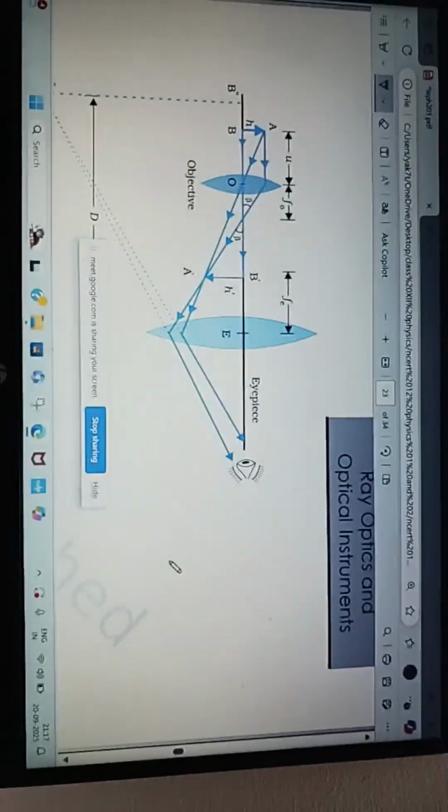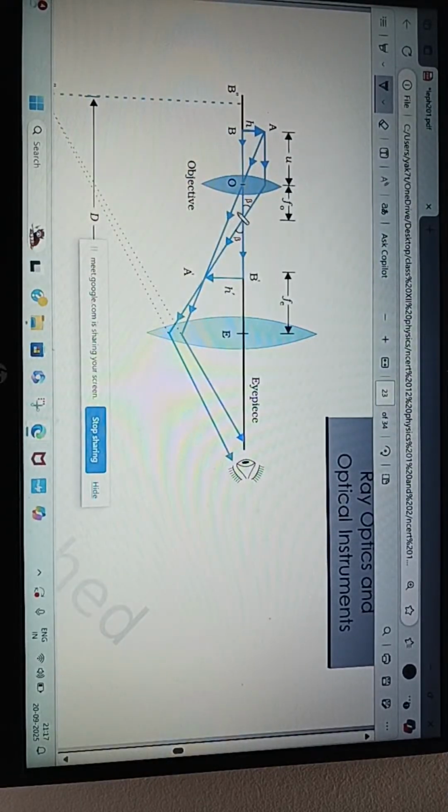How many lenses are here? Two lenses. One has smaller aperture, means very small size, and this is the bigger one. In the first one, linear magnification is taking place. The first lens is called the objective lens. The second lens is called the eyepiece. The object is adjusted in such a way that it will form a real image over here.